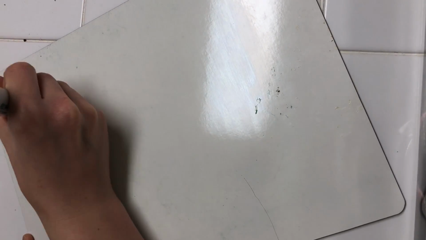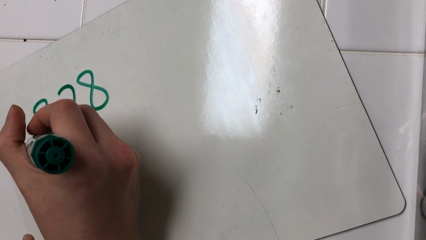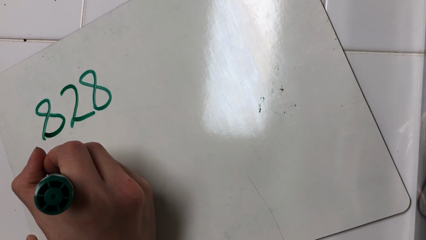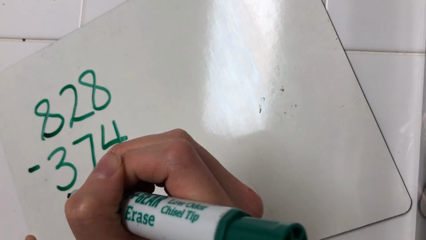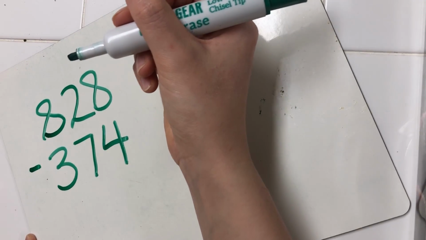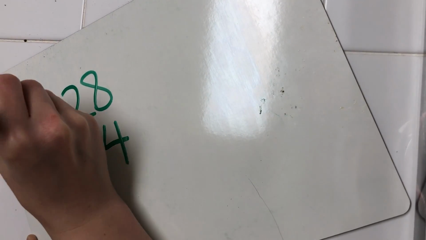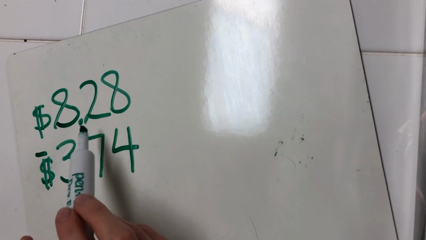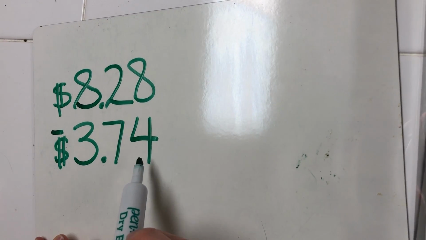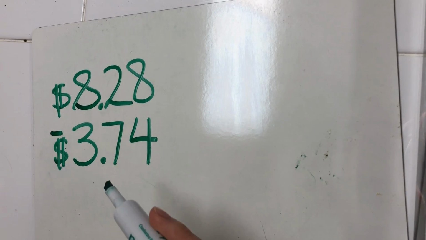Okay. And this one we'll do with money since we didn't do the last one. So we have 282 minus 374. And we'll change this to money. So we'll put decimals there and our money signs. So this is like 828 pennies, 374 pennies, or $8.28, $3.74.